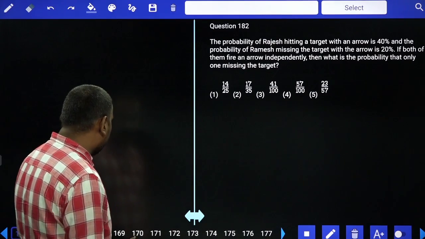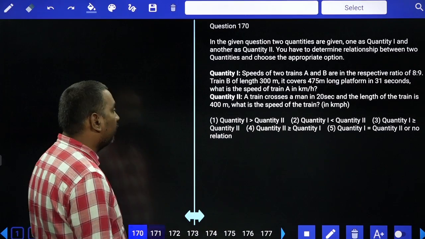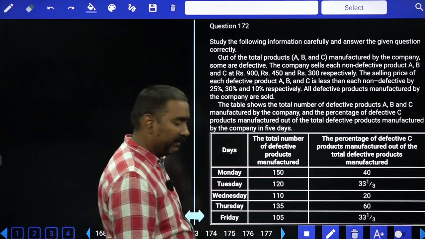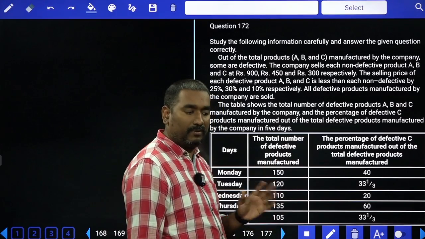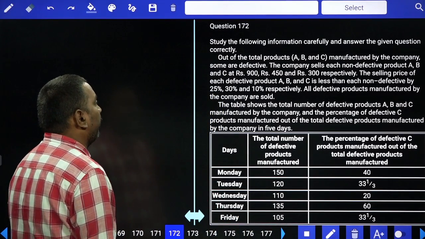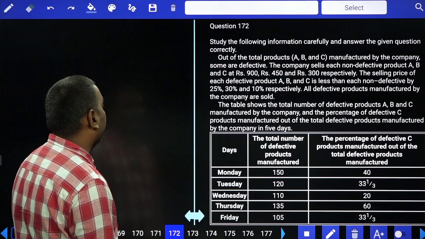And that DA also I will explain, what is the process I will explain. But in the examination you don't try to solve this DA because it is a somewhat lengthy process. Only the process I will explain here. Study the following information carefully and answer the given questions correctly.